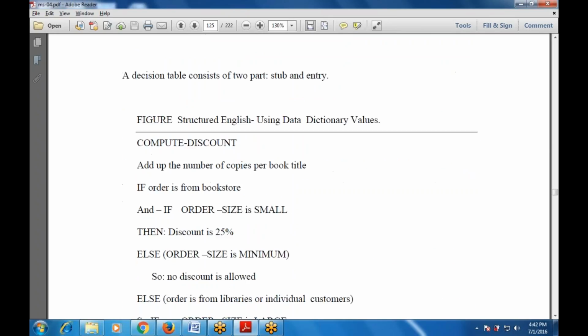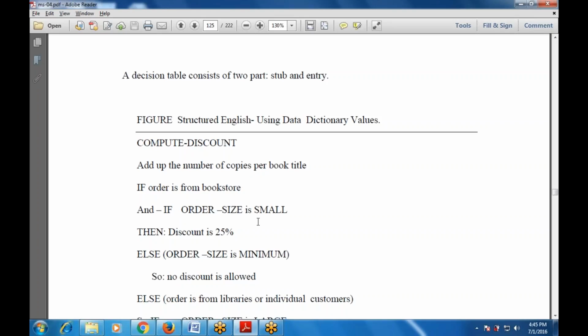Now take this example: the question is computing the discount. As per this example, this is a case of taking the discount. Add the number of copies per book title, that is, the copies that are required for the book. Now, if the order is from the bookstore, and the order size is small, then the discount is 20%.